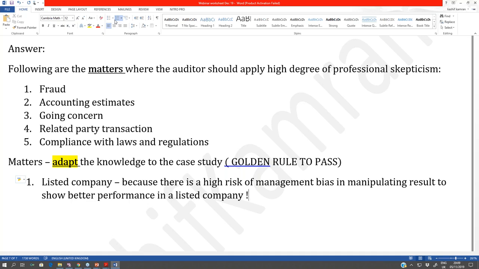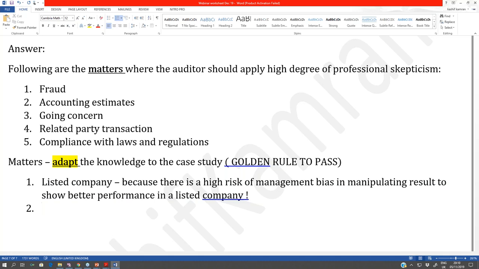So when I am approaching the audit of a listed company, should I be more skeptical than when I'm approaching a company which is owner managed, a small company? If I'm approaching a listed company versus an owner managed company, where will I be more skeptical? I'll be more skeptical in the listed company, right? That's the first answer I got from the case.